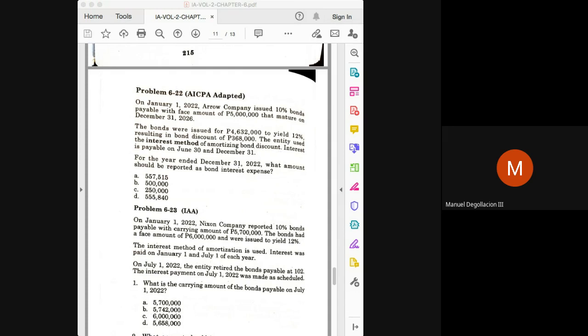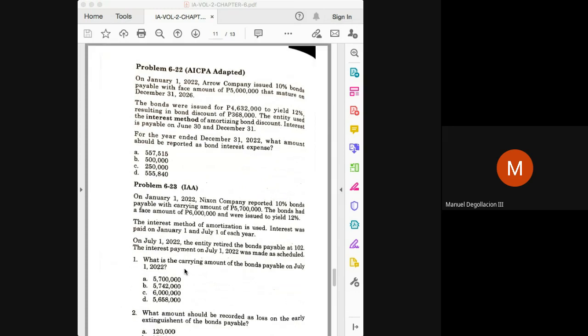You would get 310,484.8. And this would now be the amount that will be deducted from the 5 million to get the carrying amount at the end of the year. 5 million minus 310,484.8. The carrying amount after the first year would be 4,689,515.2. Okay. With that, we can proceed to problem 6-23.